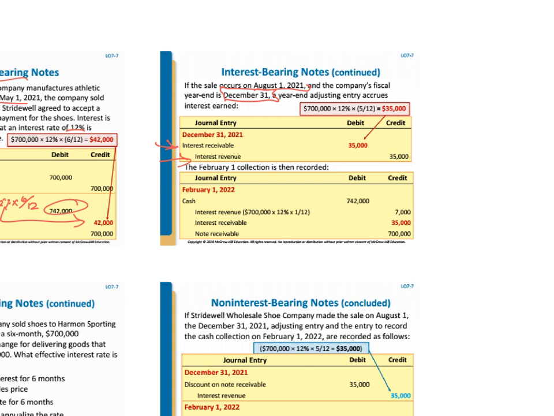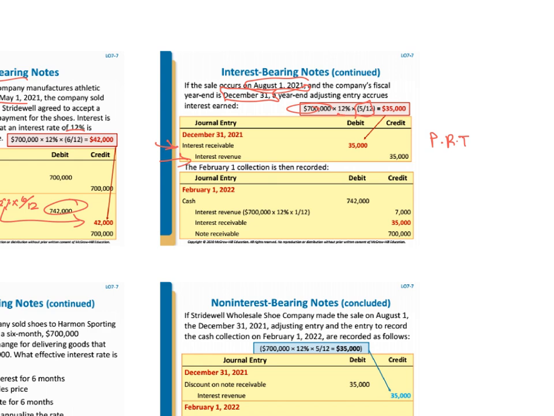Our calculation, again, is principal times rate times time. The amount of principal that we have is $700,000, the rate 12%, and in this point we have 5 months outstanding as opposed to 6. Remember, our sale took place on August 1st, so we have August, September, October, November, December, so we have 5 months.